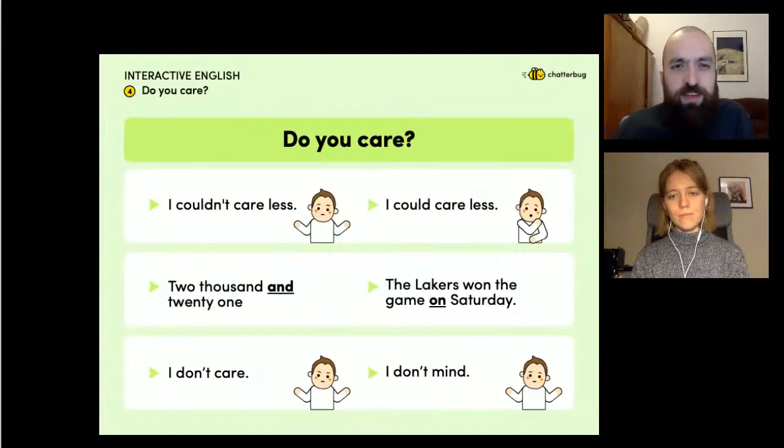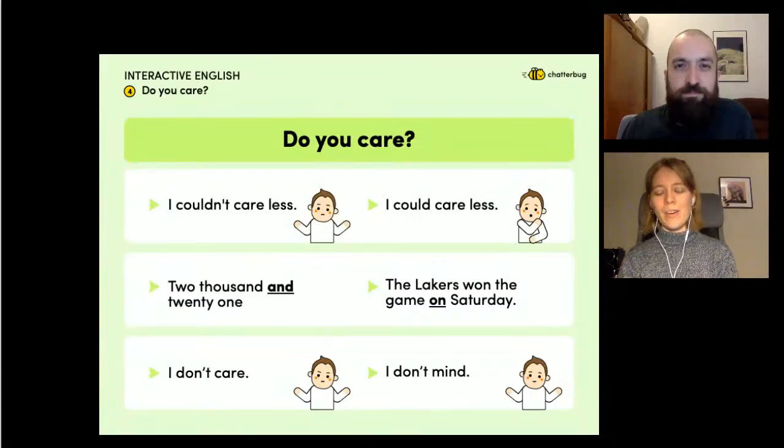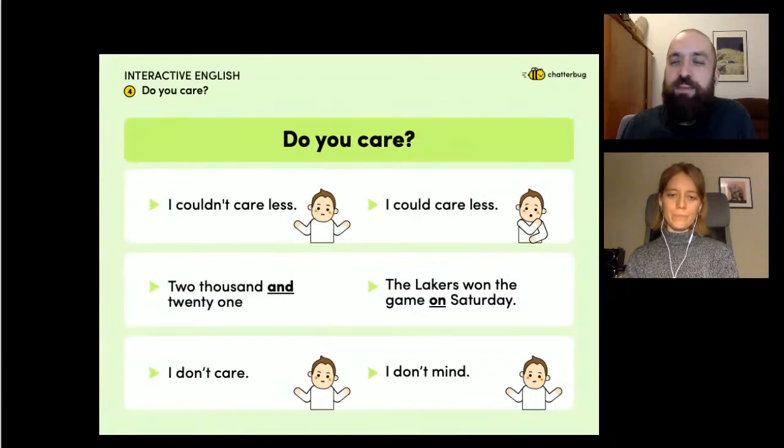We can skip the Lakers one. I think it is the Lakers won the game on Saturday. I think I put this one in because you could drop the on, right? The Lakers won the game Saturday. Would you drop the on? No, I would keep the on. Yeah, I think maybe you could drop it if you were being super casual about it.